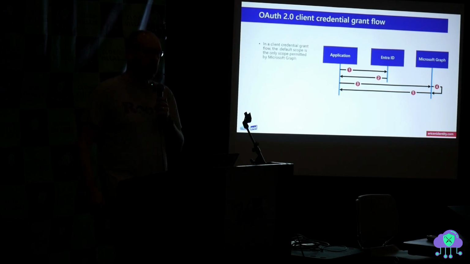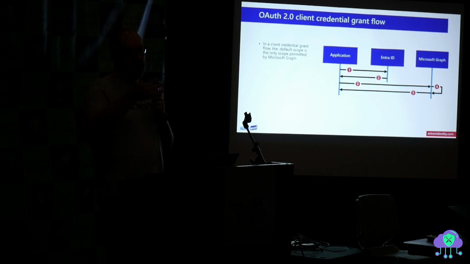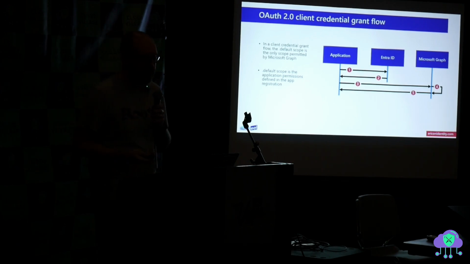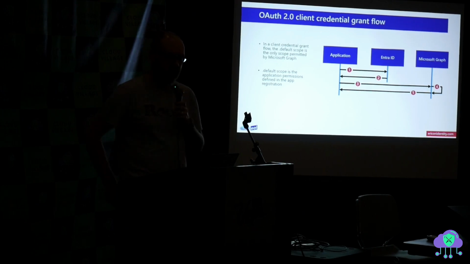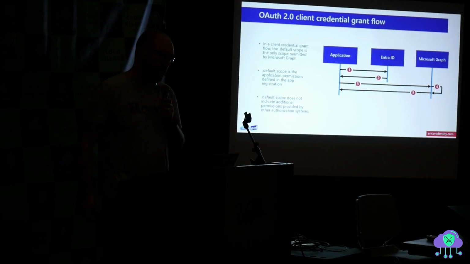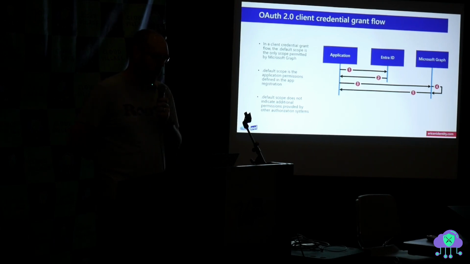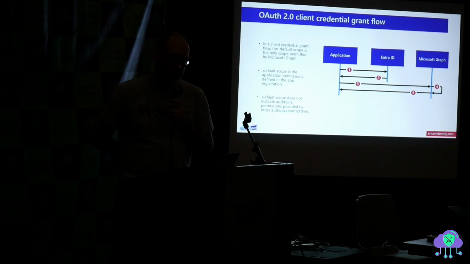And a few notes on this. In a client credential grant flow, the .default scope is the only scope permitted by Microsoft Graph. I bring this up because you may see other research where people try to influence the scopes available, but within a client credential grant flow, you have no way to change the scope. And you may say, what the hell is a scope? The scope is the application permissions. Within OAuth, scopes are how they define the term for permissions. So if you see scope or permission, it's all interchangeable. And this is also foreshadowing: the default scope does not indicate additional permissions provided by other authorization systems.